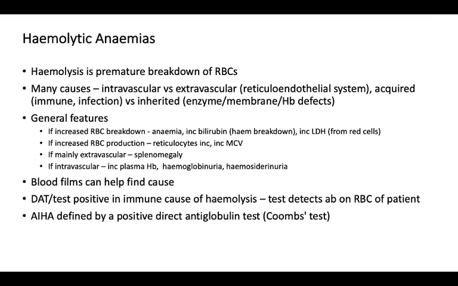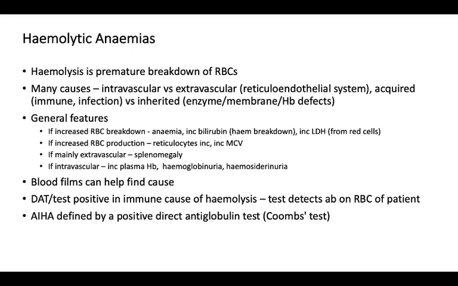Okay, so finally, we're going to look at hemolytic anemias. This is the last type of anemia we're going to look at. Hemolysis is essentially the premature breakdown of red blood cells. There are many different causes of hemolysis and hemolytic anemias, but a way in which we can classify them is you can get intravascular hemolysis or you can get extravascular.